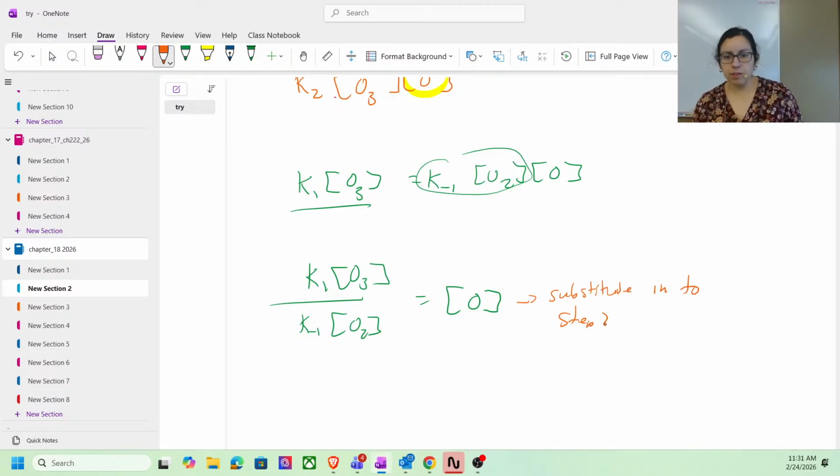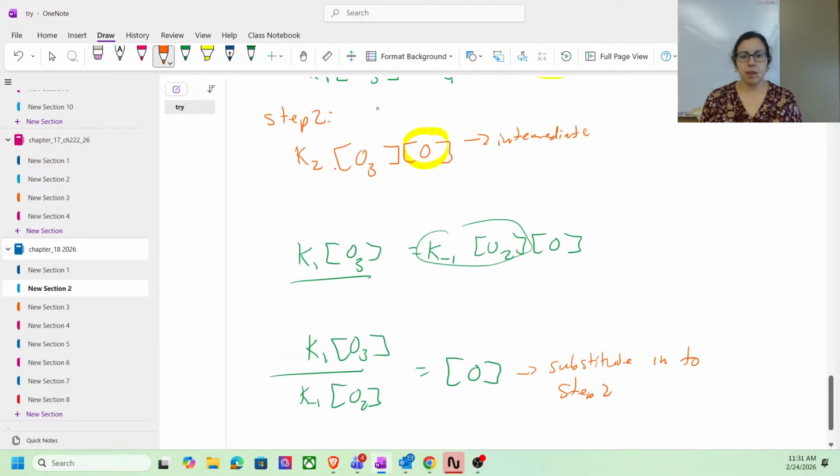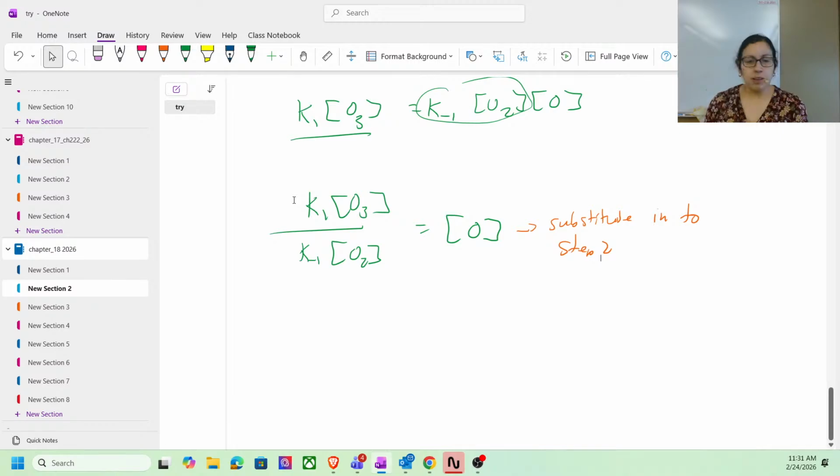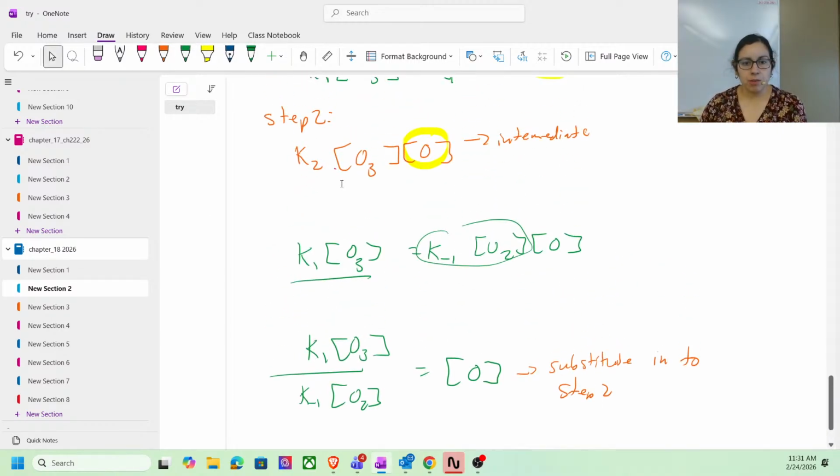Right, so now we're going to sub this back into step 2 so we can get our rate law not in terms of intermediates. That's all that we're doing, right? We can't leave just an oxygen radical. That doesn't match with our rate law. And so now I'm just substituting this in for step 2.